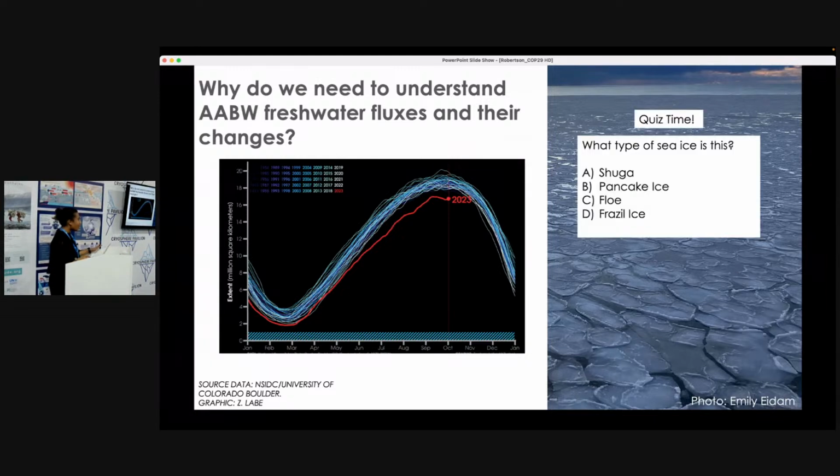Before we move on, I wanted to do a quick quiz for some folks in the audience about what type of sea ice this is in the picture behind you. So we have 4 options: A, B, C, and D. Can anyone put their hands up for A? For B, C, and D. All right, so if you picked B, pancake ice, you were correct.